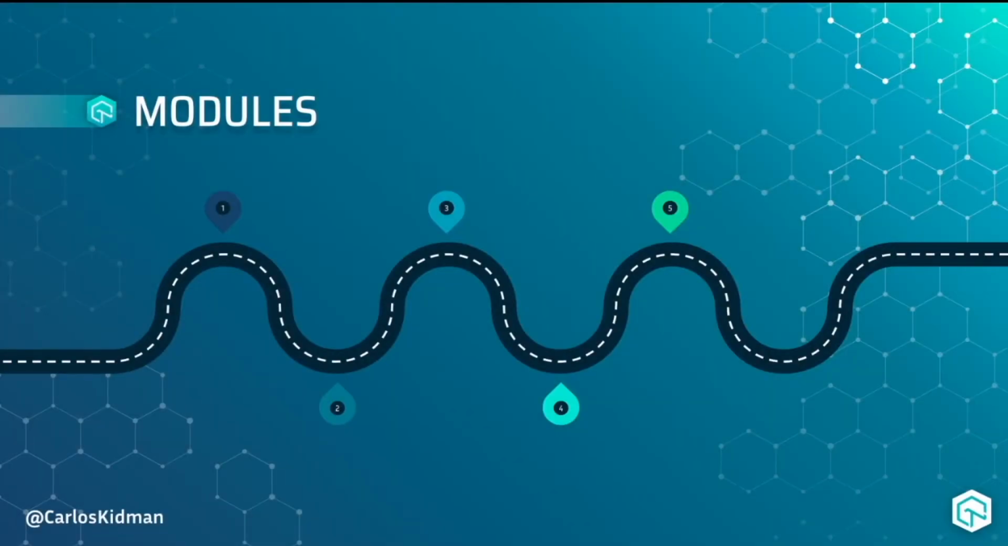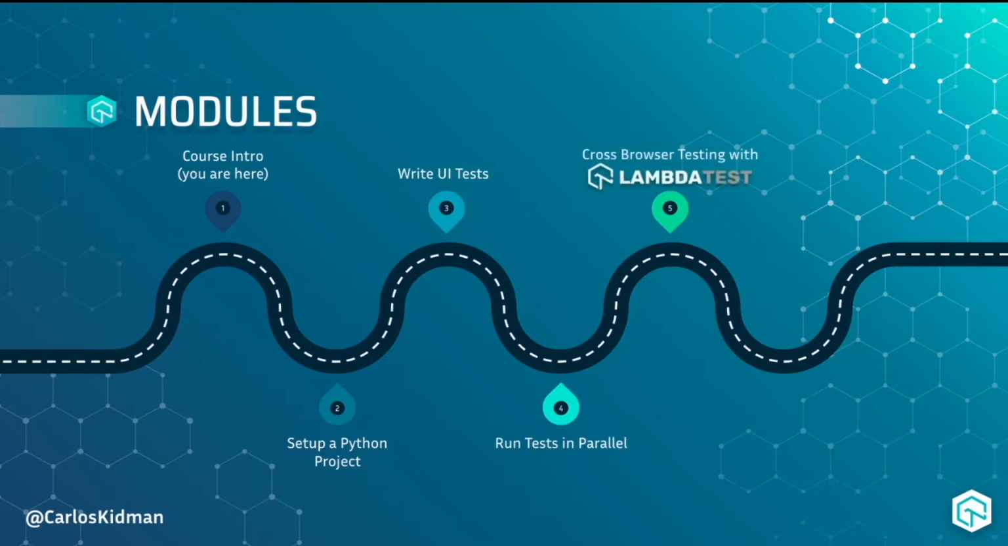In this course, there are 5 modules. We're starting off with the course introduction, which is where you're at right now. Then we'll set up a Python project where we'll use VS Code to get a project ready for automation. We'll then write our UI tests where we'll create our first automated tests with Python and PyTest. Then we'll get those same tests and run them in parallel. And finally, cross-browser testing with LambdaTest, where we'll run our tests across multiple OSs and browsers using LambdaTest.